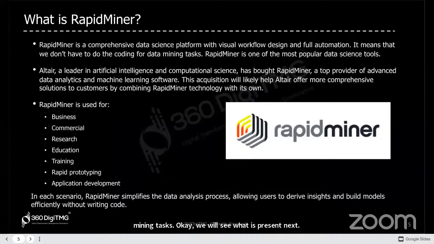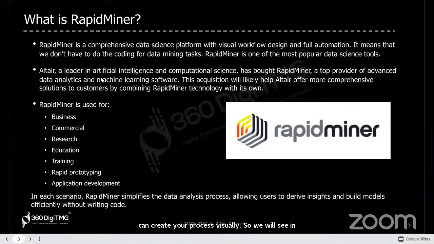So coming to the introduction of RapidMiner, what is RapidMiner and how can we use it? RapidMiner is a comprehensive data science platform with visual workflow design and full automation. What do visual workflow design and full automation mean? This means that instead of writing lines of code, you can create your process visually. We will see in real time how we are going to do it in RapidMiner.